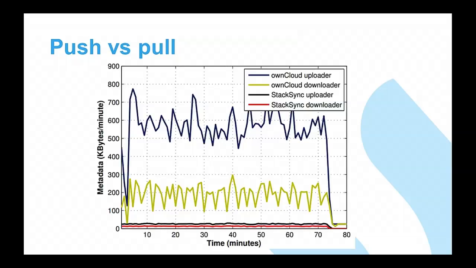And as you can see here, Dropbox is getting a high bandwidth consumption, not like StackSync, where we are getting about 20 kilobytes per minute approximately.